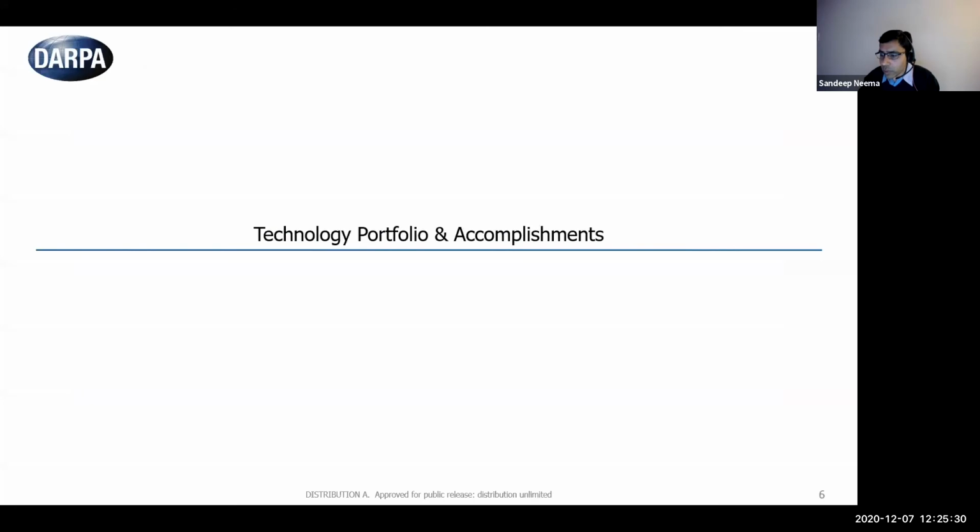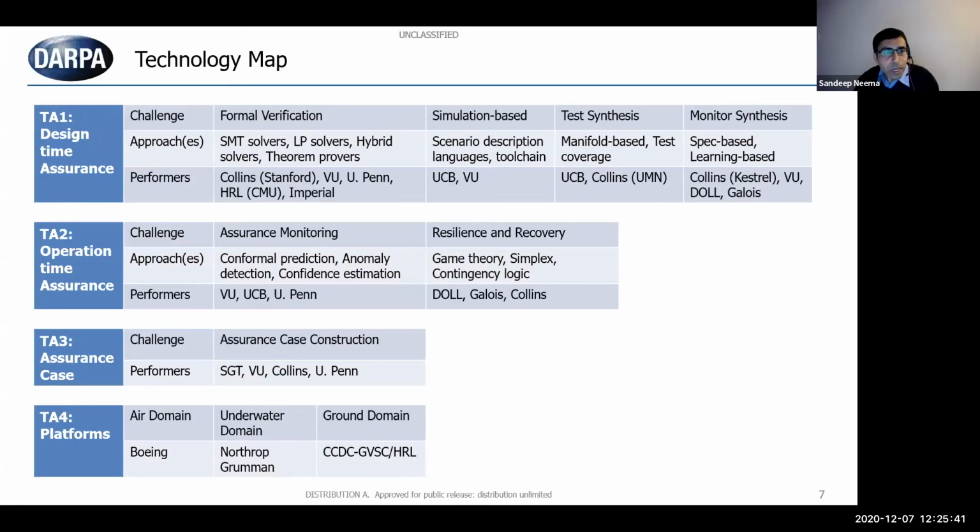Now, let me just articulate briefly where we are in the program, what kinds of technologies we are working on, and some of the accomplishments and results that I'll just summarize. So just from a technology map perspective, we actually have quite a broad portfolio with techniques spanning in quite a few different areas. On the TA1 side, as I said, this is the design time assurance TA. And here our work spans a couple different formal verification approaches that a variety of performers are working in the program. Some simulation-based approach. Here I'll show an example.